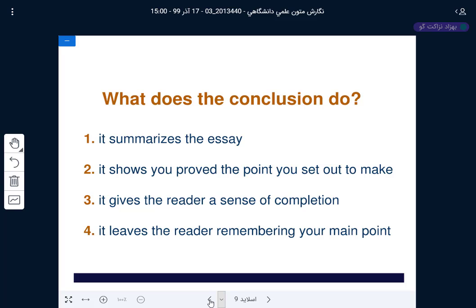So if we want our reader to think about something, we ask a question, so this way is possible. Sometimes we have some personal comment or anecdote, and this is another technique, but it can be a very effective technique for writing a conclusion or concluding sentence.